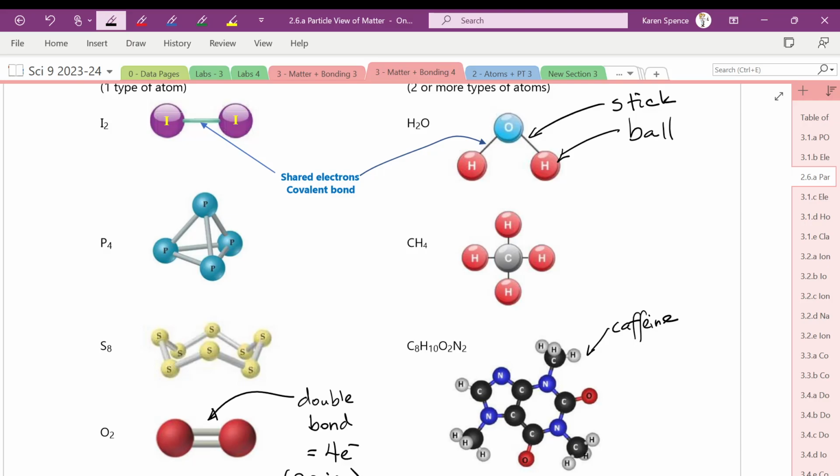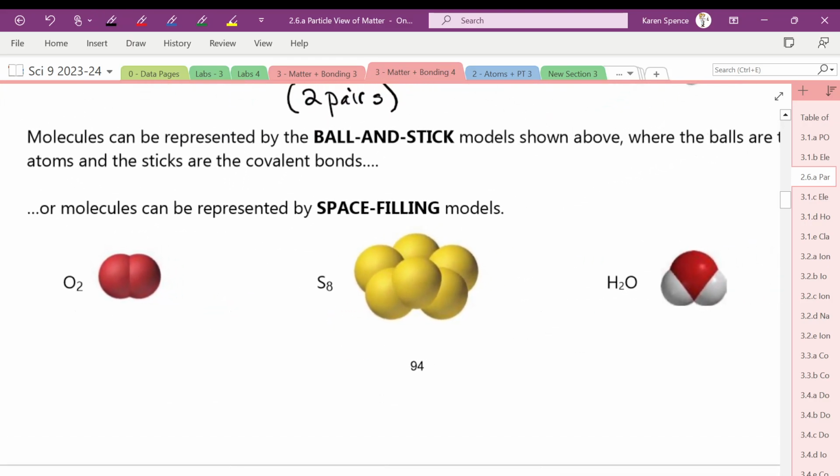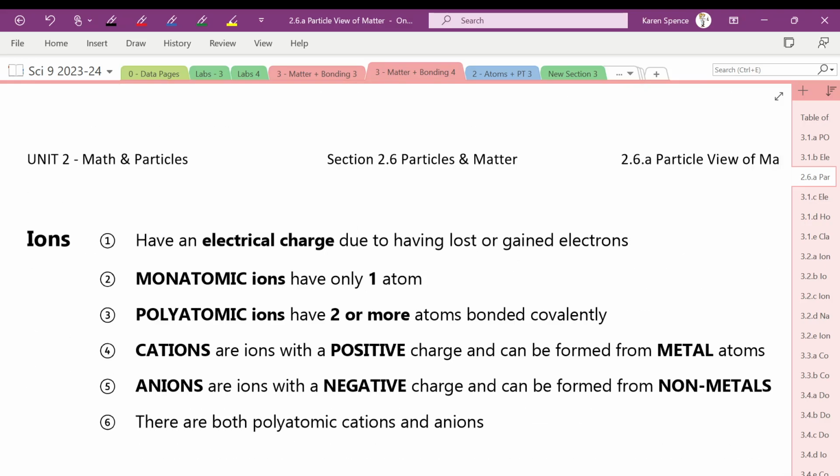We can also show molecules, however, as space-filling models. So we just don't show the bonds. This is actually more accurate, but it's harder to see the individual atoms. But this is what they would really look like. They're just sort of mushing into one another as those things overlap. Those are our molecules.